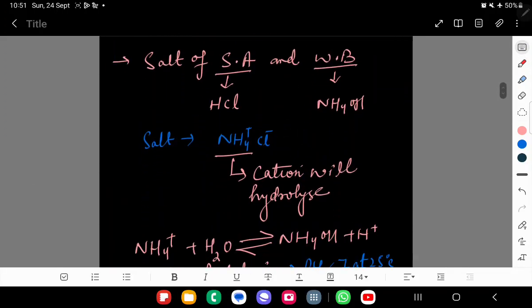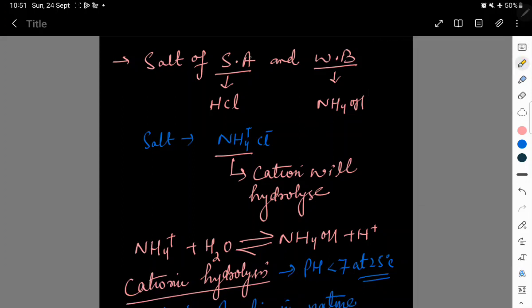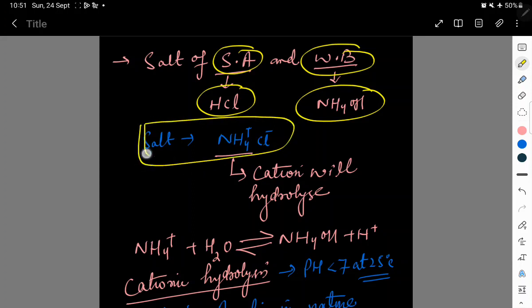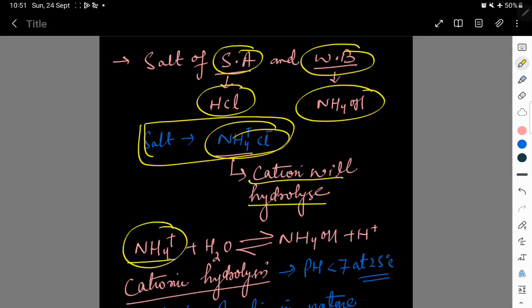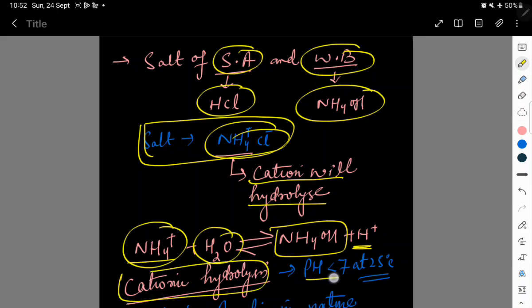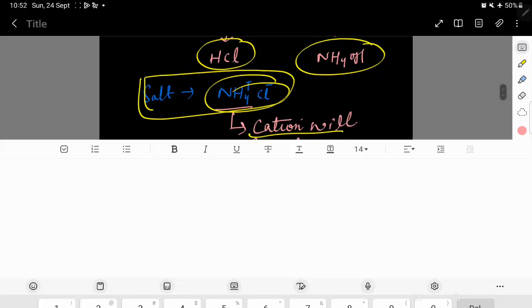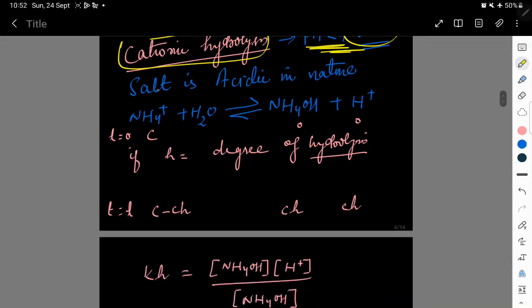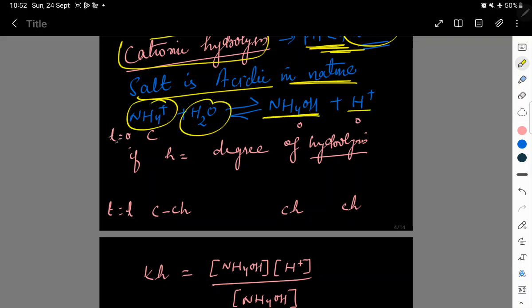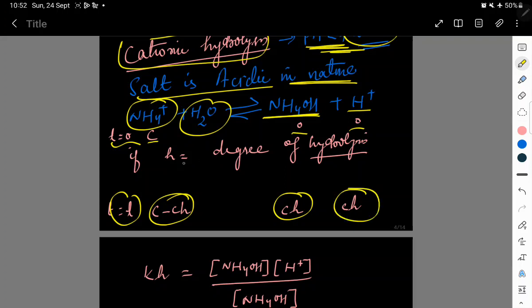Now we will take the salt of strong acid, HCl, and weak base, ammonium hydroxide. The salt will be ammonium chloride here. The cation, the ammonium ion, will hydrolyze. When it hydrolyzes, it will form ammonium hydroxide and H plus. This is cationic hydrolysis. pH is less than 7 at 25 degrees Celsius, so the salt is acidic in nature. When time is 0, concentration is C, and 0 and 0. At time t, the concentration decreases to C minus Ch, and it will form Ch and Ch, where h is the degree of hydrolysis.